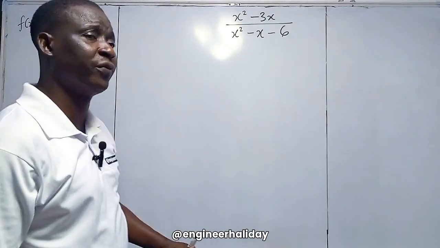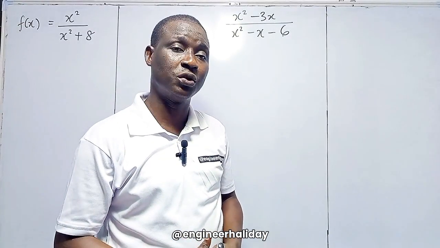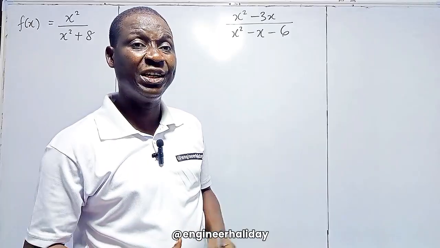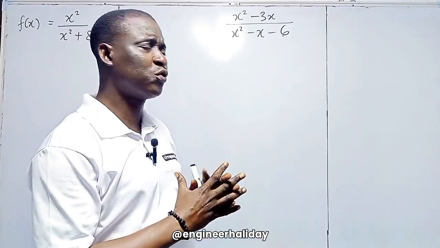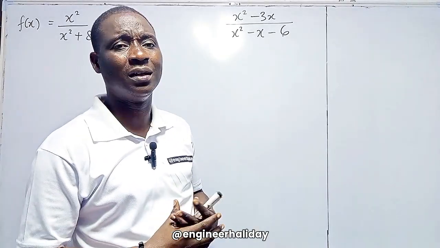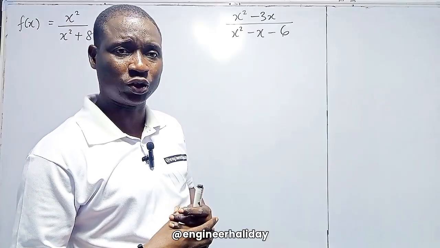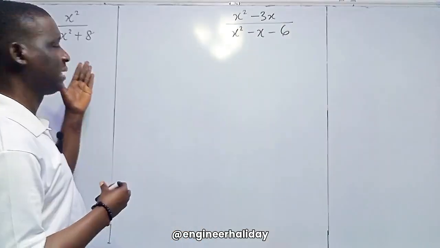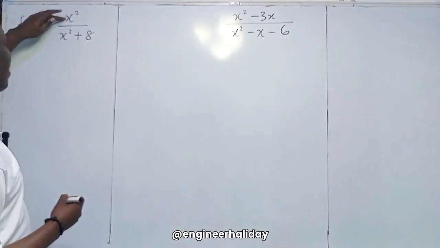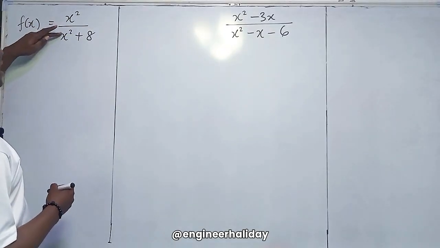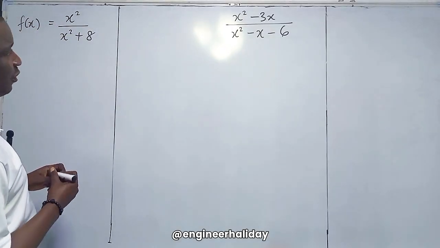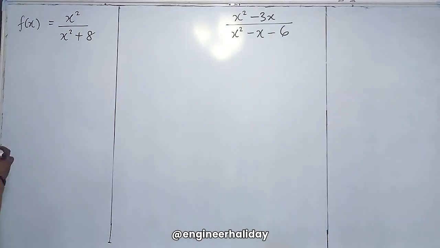Hello guys, we want to solve this question looking at the domain and range of a rational function. But this one, we are going to look at some technical parts of this question which I want you to watch out for. Now, the question says f of x equals x squared divided by x squared plus 8. It says find the domain of the function.